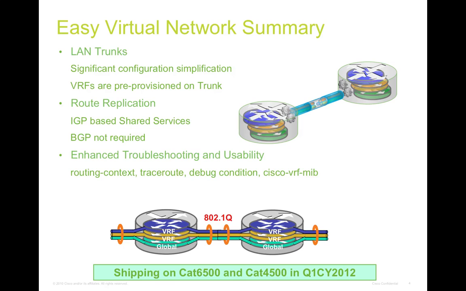Again, traditionally you need a sub-interface on an 802.1Q trunk per VRF in addition to the global config, which is typically the physical interface itself, and sub-interfaces are used for each VRF. This is currently shipping on the Catalyst 6500 and recently has been introduced on the Catalyst 4500.